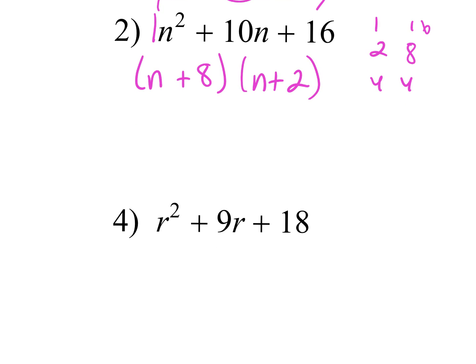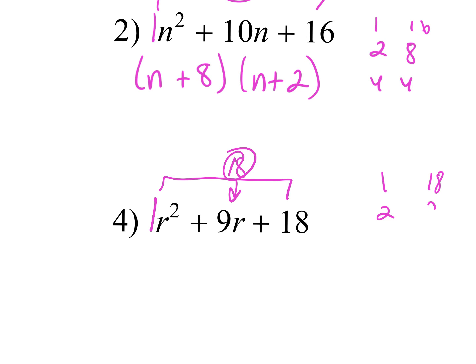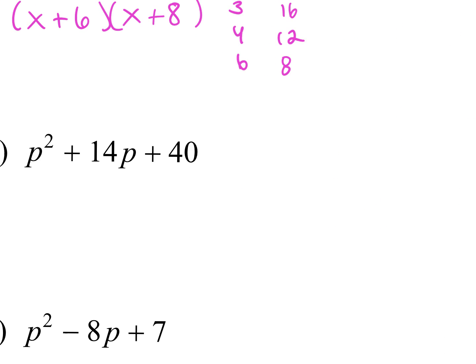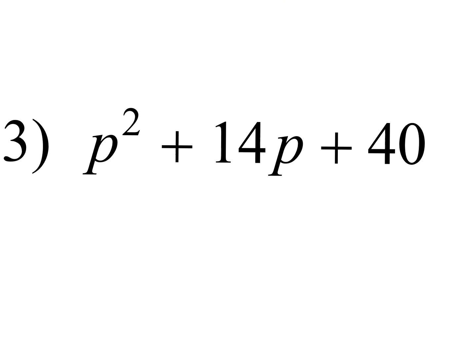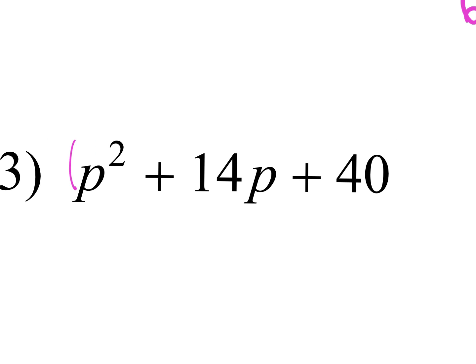If we scoot on here to 4, there's no GCF, so 1 times 18. Factors of 18 that multiply to give me 18, add to give me 9. I have 1 and 18, 2 and 9, 3 and 6. What gives me 9 when I add? 3 and 6. So r plus 3, r plus 6. Now this is really easy when we have all plus signs. When you get some minus signs in there, you have to think a little bit more, and we'll talk about some tricks that you can try and memorize if you want to, or you can just try and work it out.